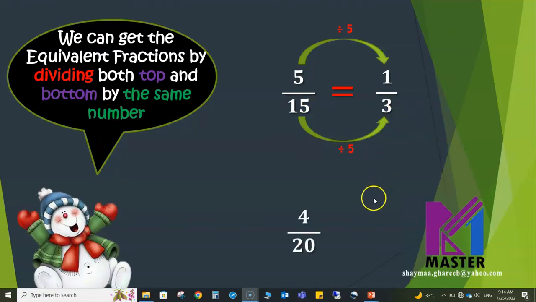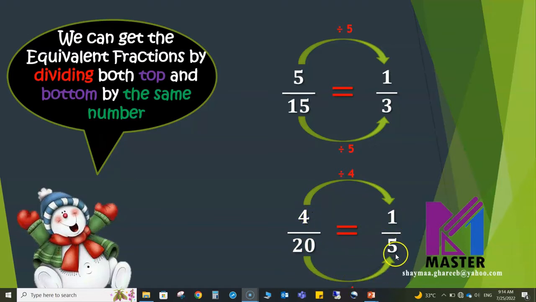Let's try one more example. We have 4/20. I can divide up and down by 2, or I can divide up and down by 4. So let's start dividing by 4 up and down. So 4 divided by 4 and 20 divided by 4. So 4 divided by 4 equals 1, and 20 divided by 4 equals 5.